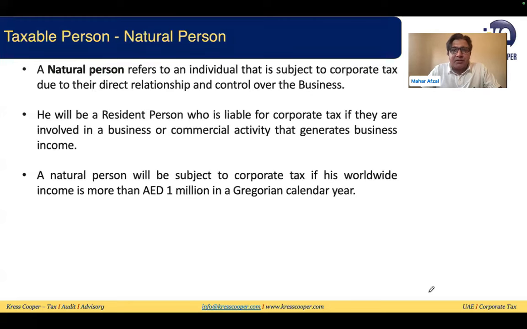So natural persons, we know this, are transparent; these are unincorporated partnerships and individuals who are doing business in the UAE. There is no difference between the individual and the natural person. And for a natural person having business income of up to 1 million, this business income includes all sorts of income, even proceeds from the sale of assets. From all businesses, if their total sale proceeds are not more than 1 million in a Gregorian calendar year, then we can say the natural person is not subject to corporate tax.